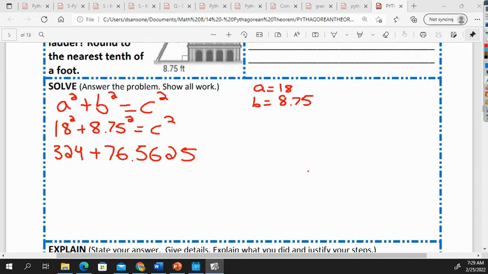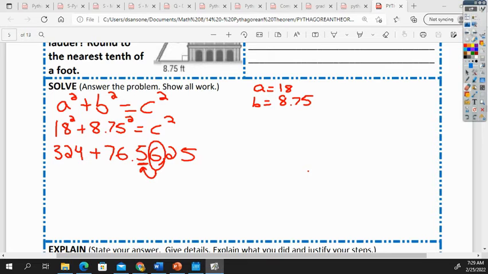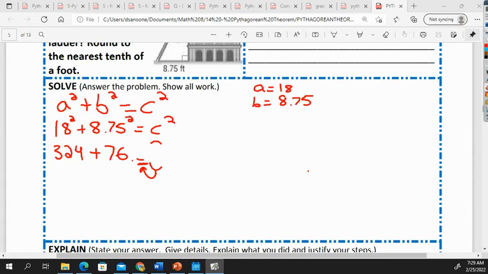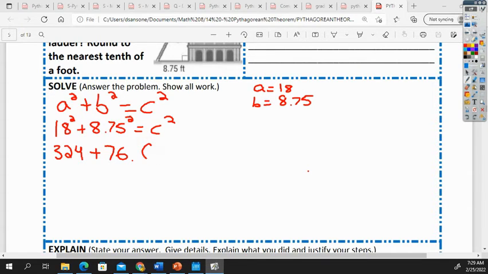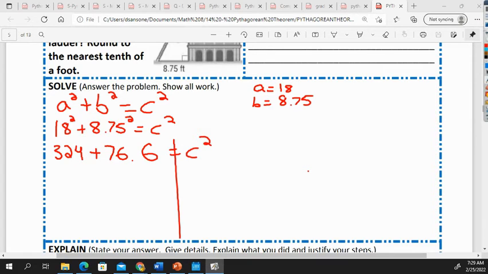I'm going to go back and round this. They told me to round to the nearest tenth earlier, meaning I only want one number after my decimal. So I'm going to look at the 6, and that's going to tell me that I need to turn that 5 into a 6. So I'm going to erase this, and I'm going to round this to 76.6, or 76 and 6/10. We're using our best math language. And then I'll say it equals C squared. I'll put my bar down. My next step, I have to add these together before I can do anything else. So I'll add them together.